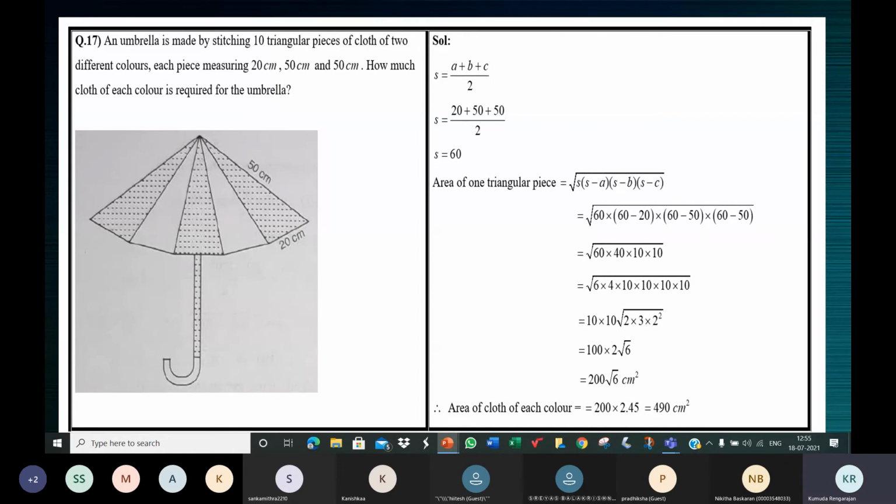Maybe you can try this yourself, children. Take a picture of the answer. You can see the question and the answer. Please take a picture.